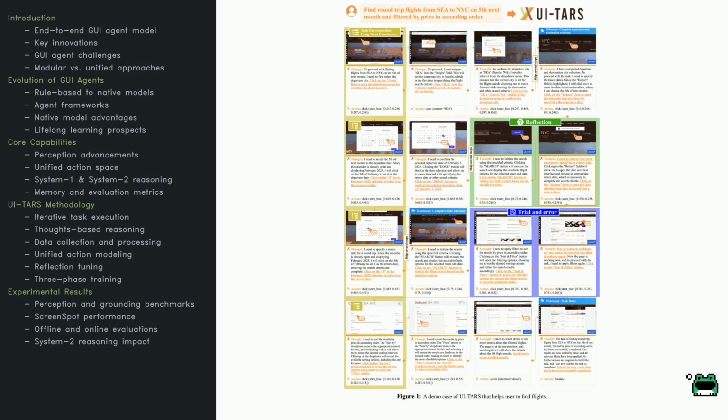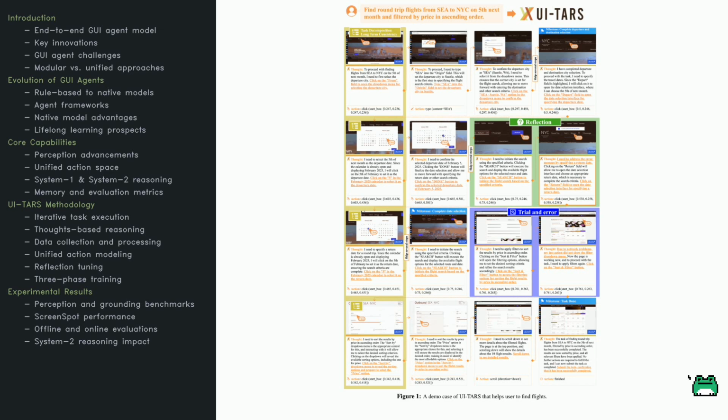Here's a real-world example. UI-TARS, helping someone find flights from Seattle to New York. It starts by typing SEA into the origin field, then clicking a drop-down suggestion. Next, it picks a date from a calendar for departure, and then does the same for the return date. It even applies filters to sort results by price, clicking on the right buttons and rerunning the search. As the user scrolls through flight options, the interface updates in real time.